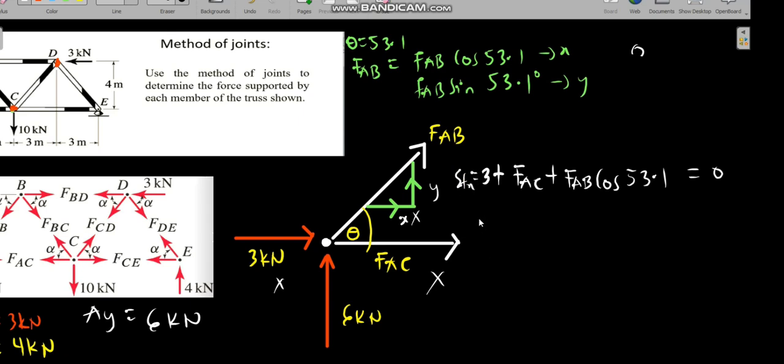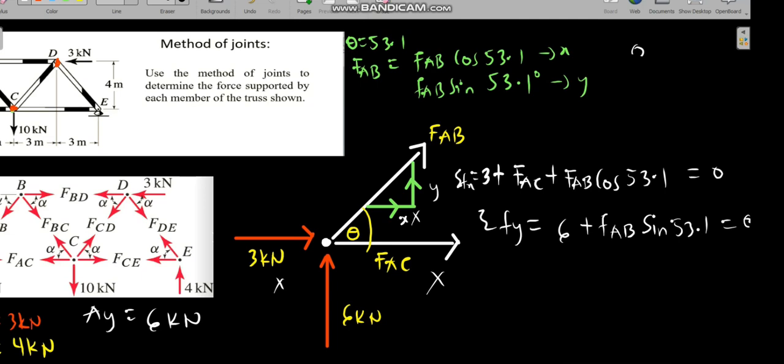So for the sum of the forces in the y direction, that will be this 6 kilonewton here plus this y. This y is FAB sine of 53.1. So that will be plus FAB sine of 53.1. This should be equal to 0.